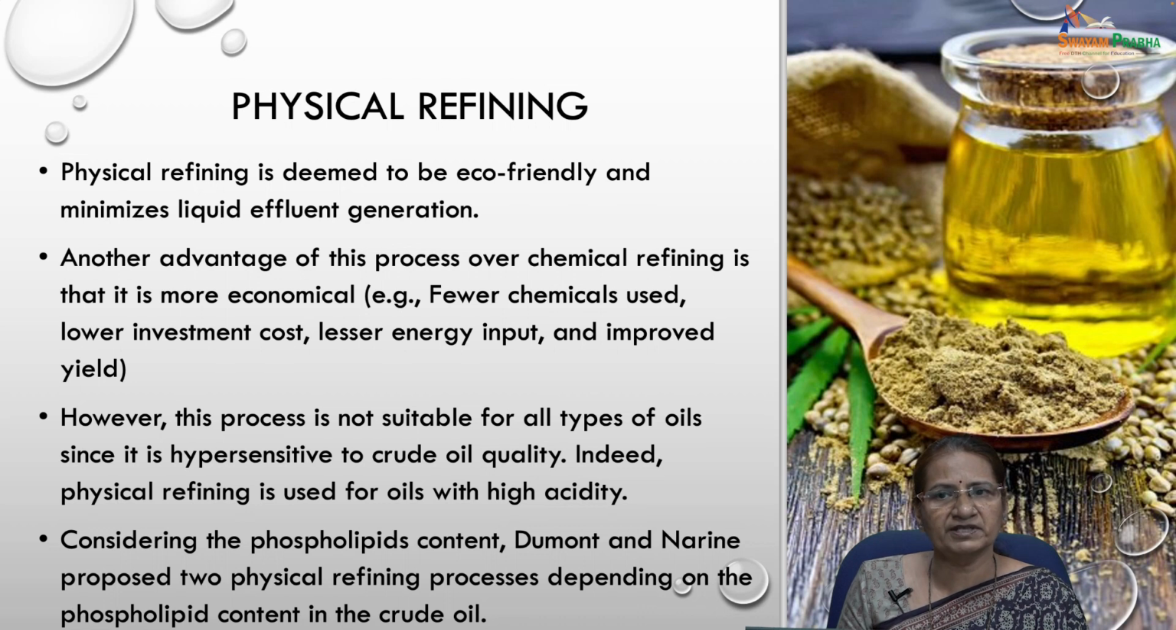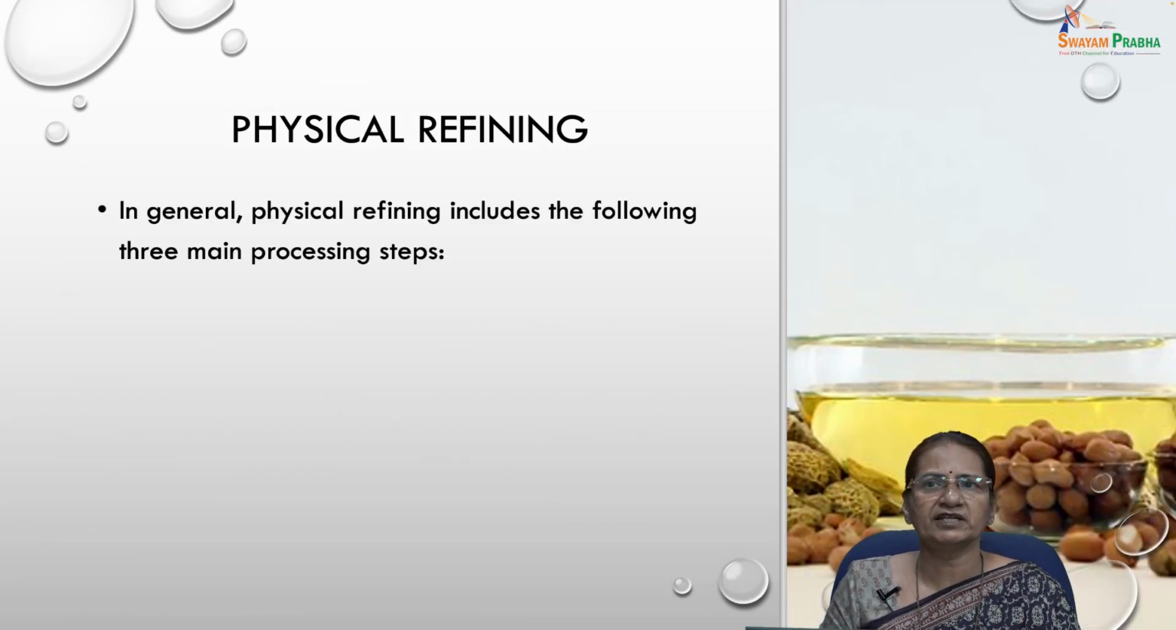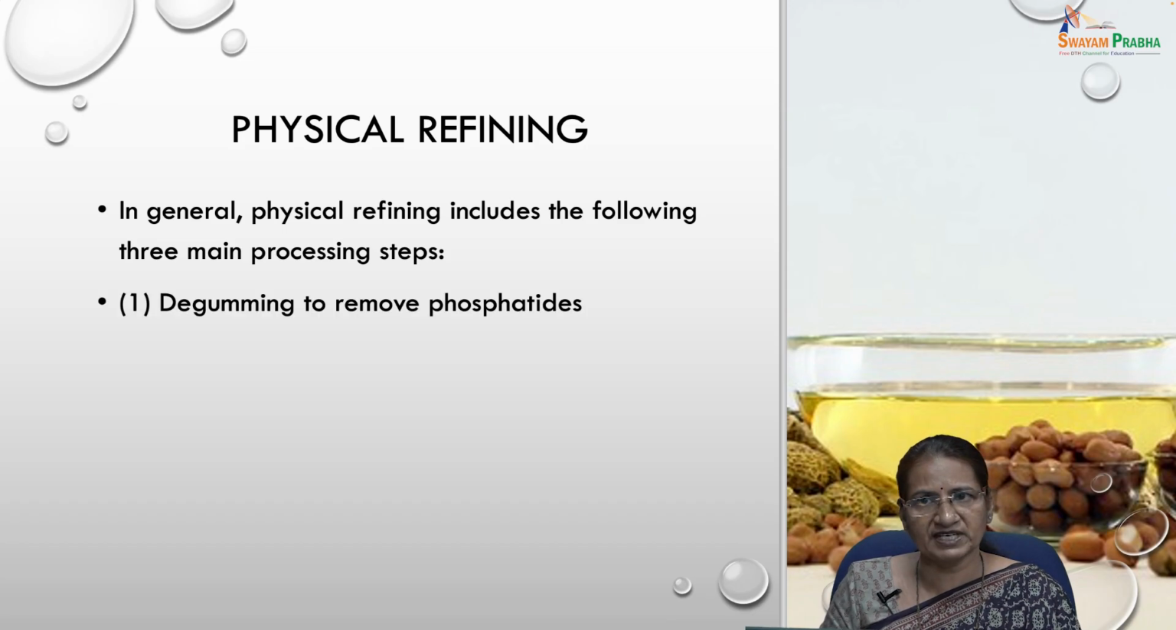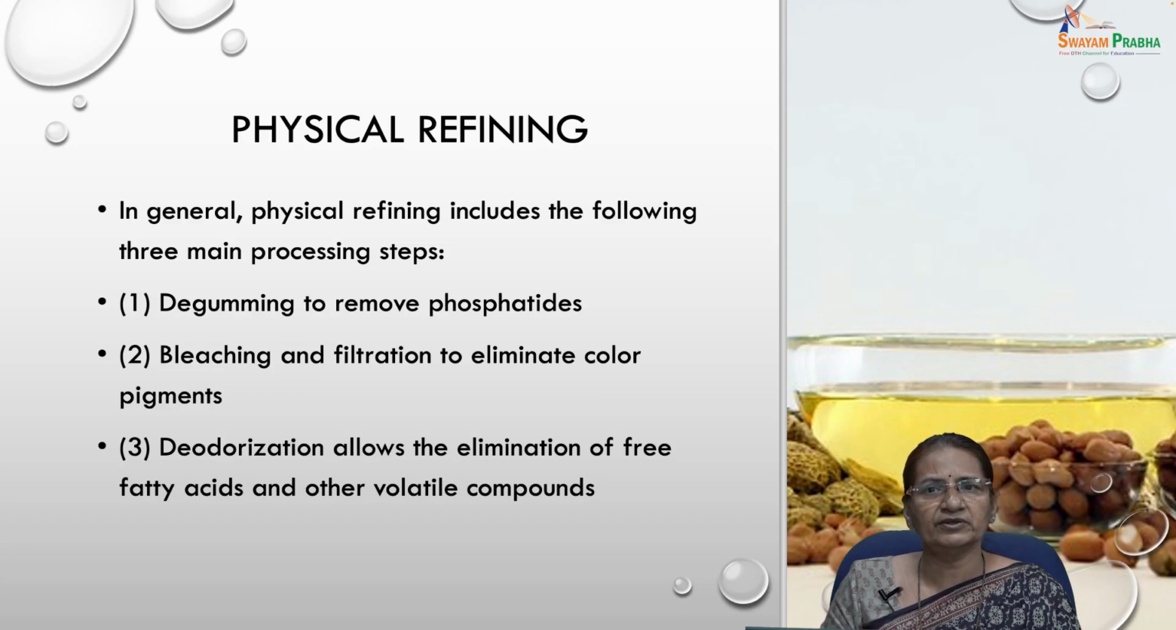Considering the phospholipids content, Dumont and Nerin proposed two physical refining processes depending on the phospholipid content in the crude oil. In general, physical refining includes the following three main processing steps. First, degumming to remove phosphatides. Second, bleaching and filtration to eliminate color pigment. And third, deodorization allows the elimination of free fatty acids and other volatile compounds.